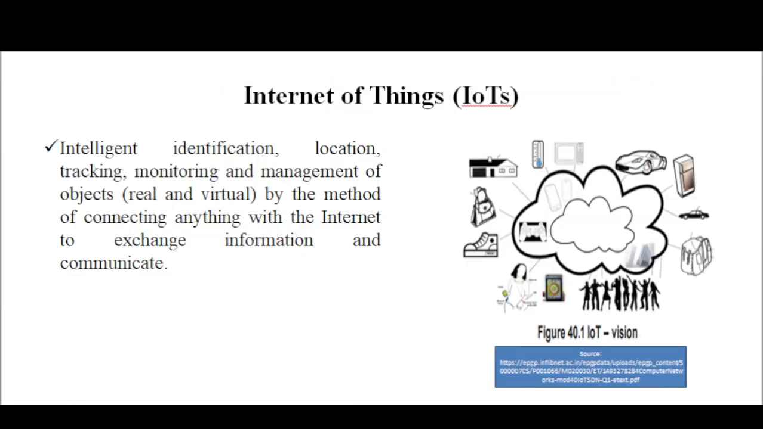Then internet of things. So as the internet expands to the real world, the internet of things has emerged. IoT is a network that realizes intelligent identification, location tracking, monitoring and management of objects by the method of connecting anything with the internet to exchange information and communication. The IoT includes many objects, preferably smart objects, connected and communicating effectively with people on the internet to help solve the problems of the world.